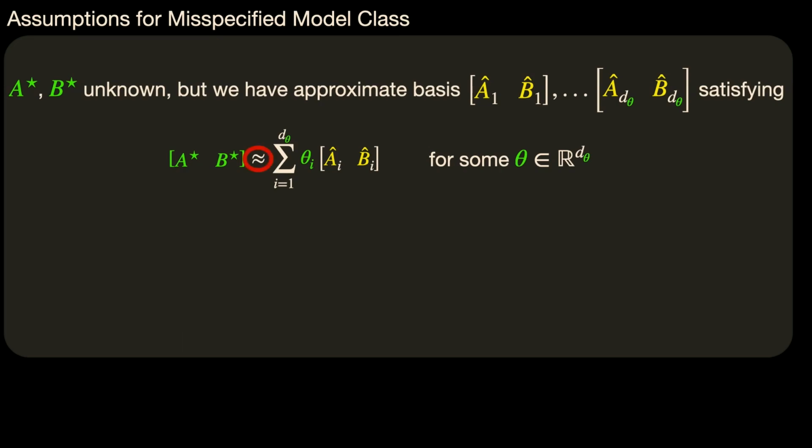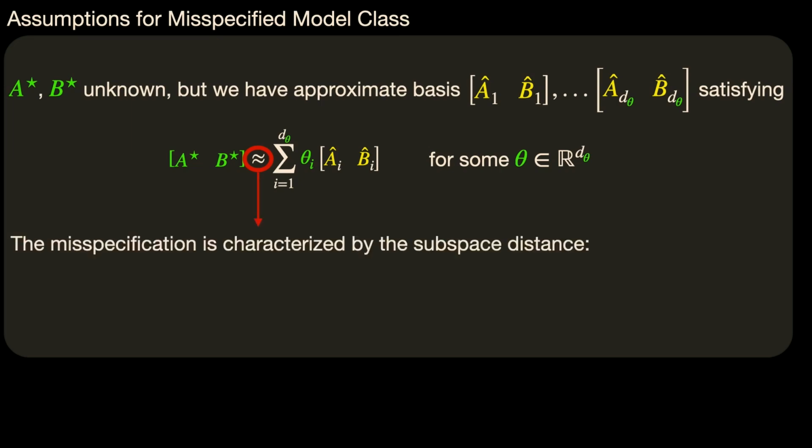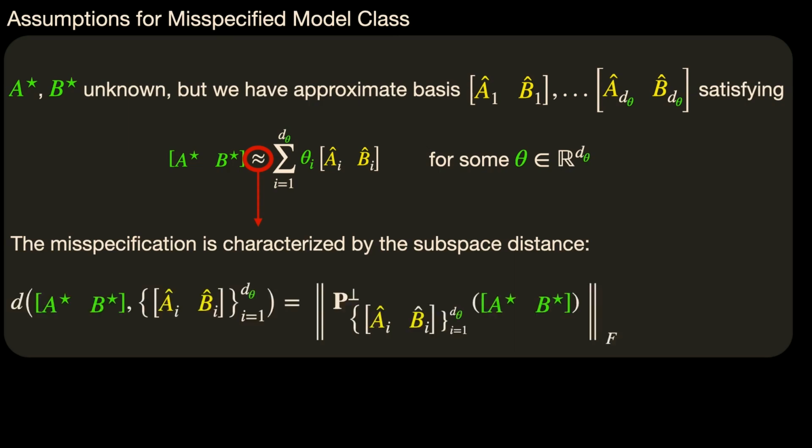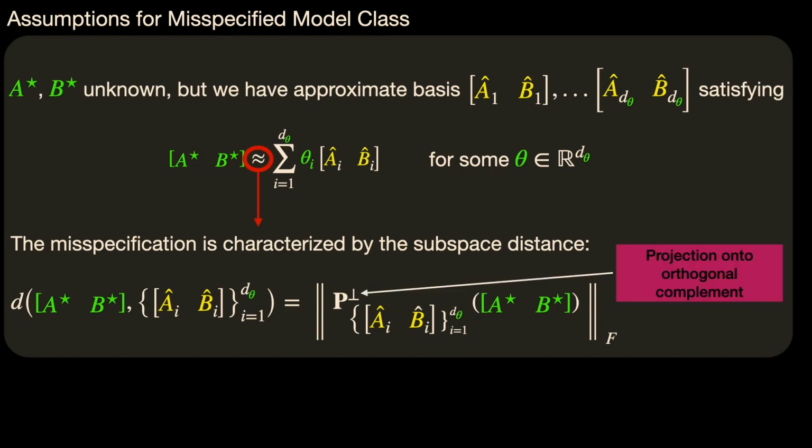To characterize the accuracy of this approximation, we're going to define the subspace distance between the true instance, A star, B star, and the misspecified basis. The subspace distance is defined as the Frobenius norm of this matrix, where the matrix is the projection of the true dynamics, A star and B star, onto the orthogonal complement of the approximate basis.